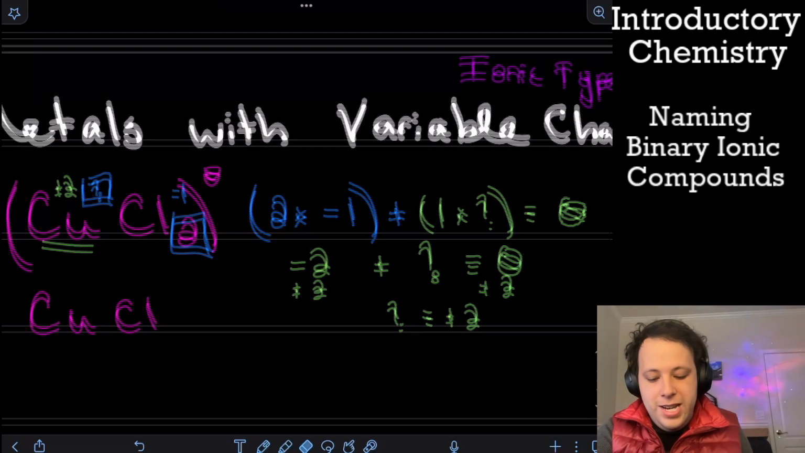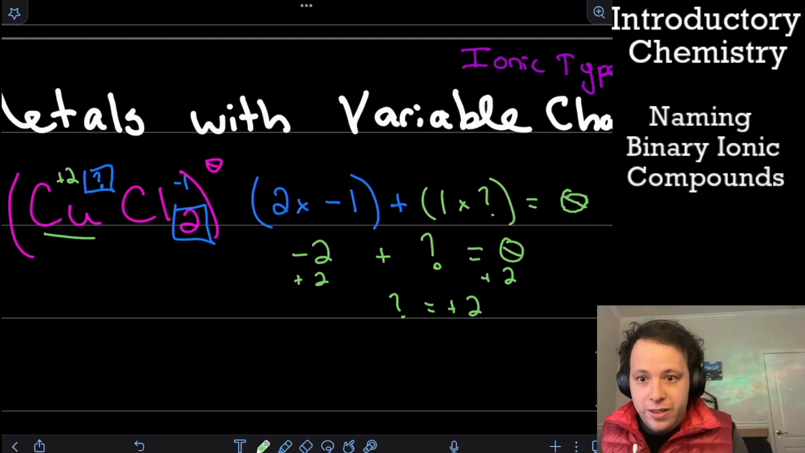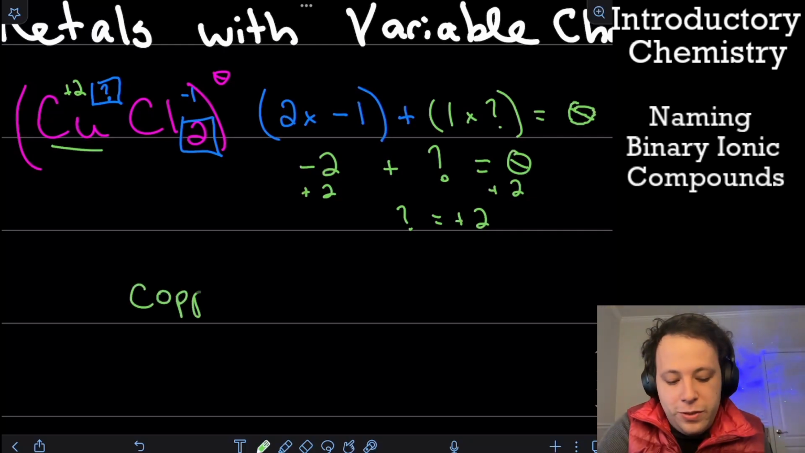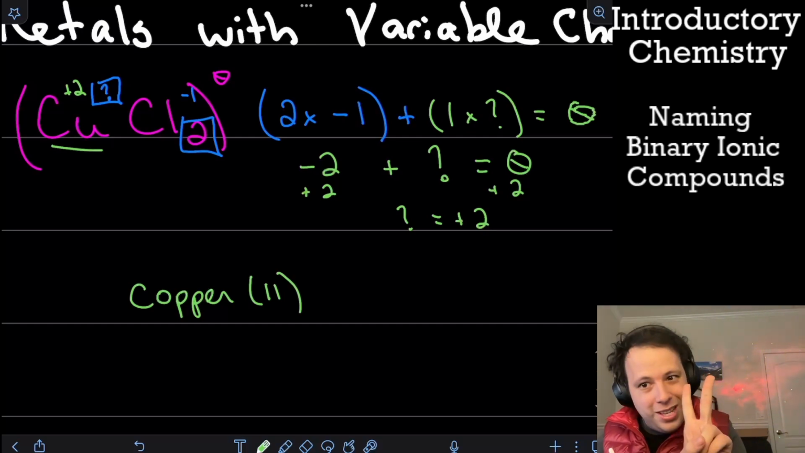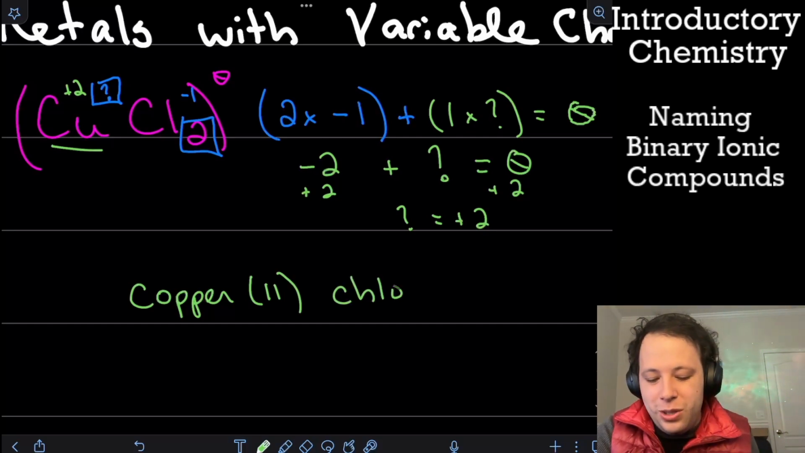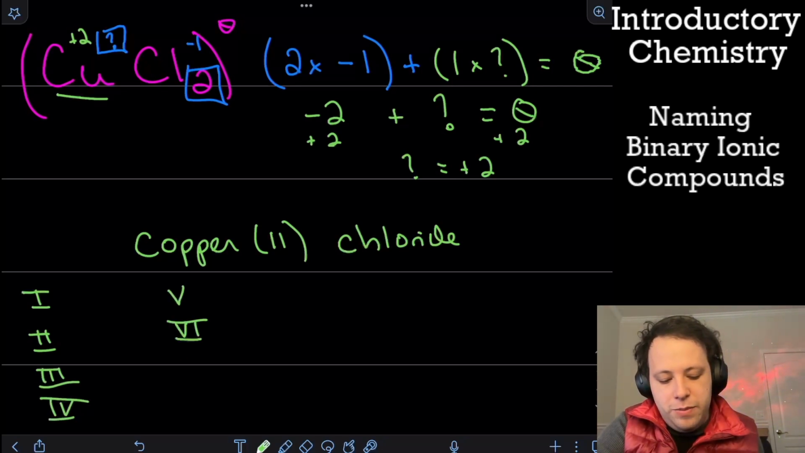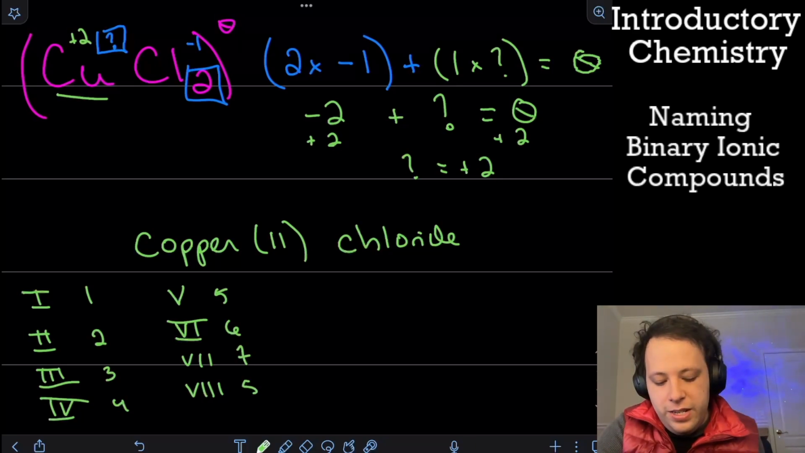So how do we go about naming this thing? With variable charges, it's actually a really simple system. We use Roman numerals to help us name these. So if I have copper, we list our metal like normal, so we just list out copper. We know it has a 2+ charge, so we'll put the Roman numeral for 2, and it's going to be followed by chloride, just like before. In case you forgot what your Roman numerals are, we have 1, 2, 3, 4, 5, and usually it doesn't go above 6, but we'll write them all out just so we have them: 1, 2, 3, 4, 5, 6, 7, 8.